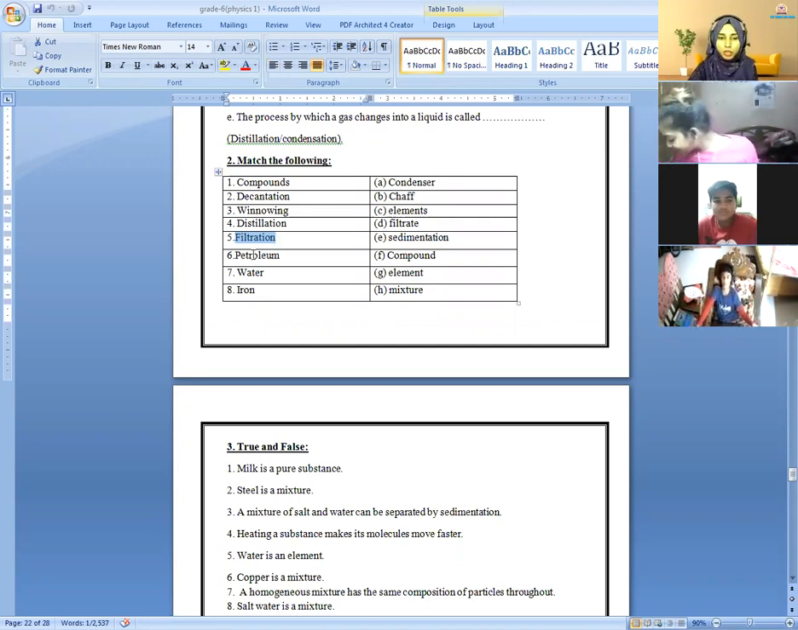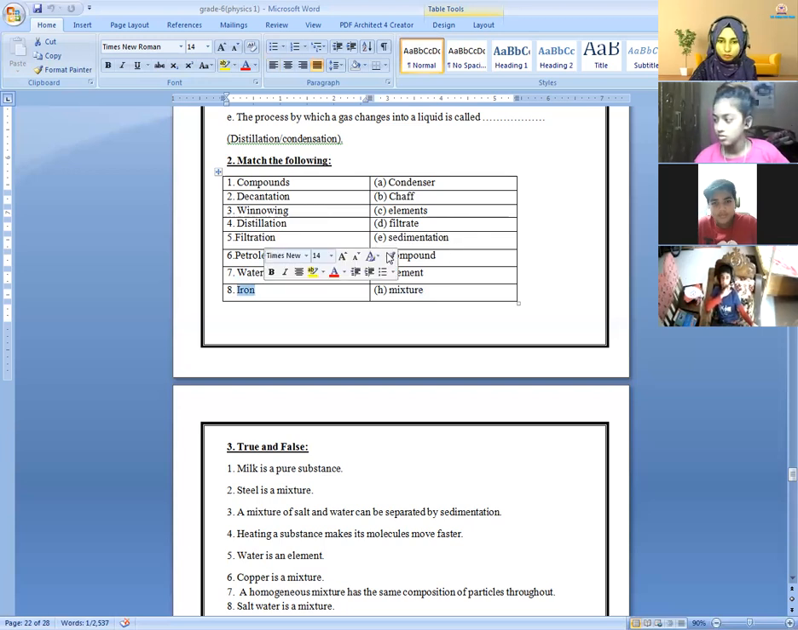Then petroleum. Mixture. Exactly. Water is a compound. And iron is an element. Element, not elements. Compound. I said first. And iron is only an element.